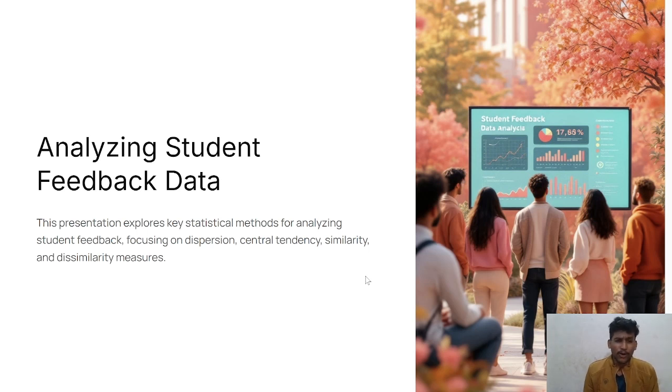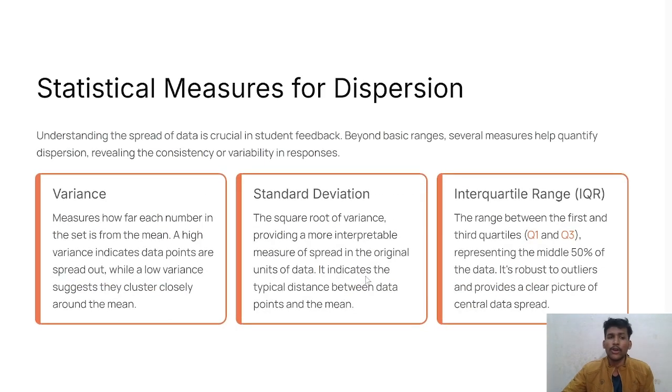So today I will talk about our first data science internal, section A and section B: analyzing student feedback data. This presentation explores key statistical methods for analyzing student feedback, focusing on dispersion, central tendency, and similarity and dissimilarity measures. So now let's talk about the statistical measures for dispersion.